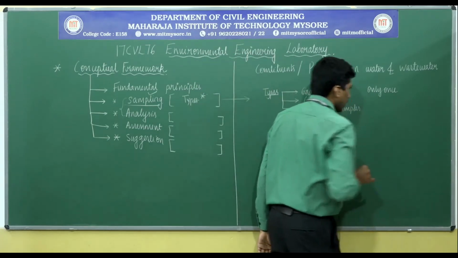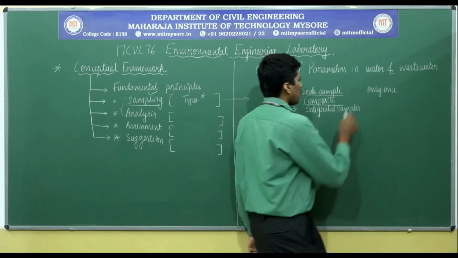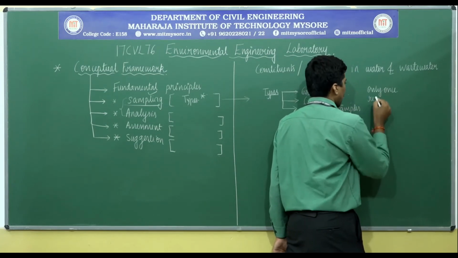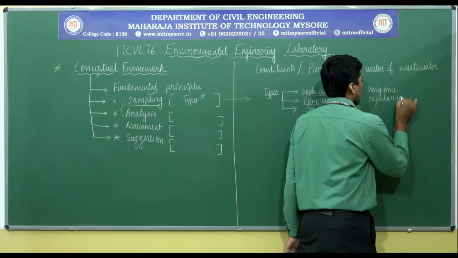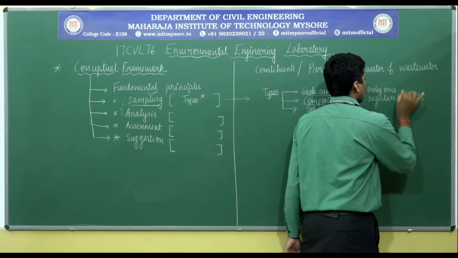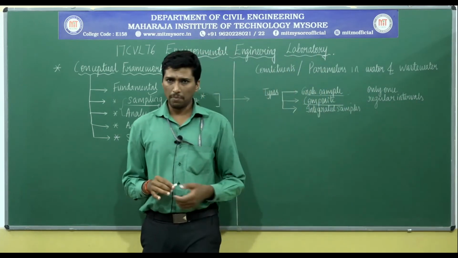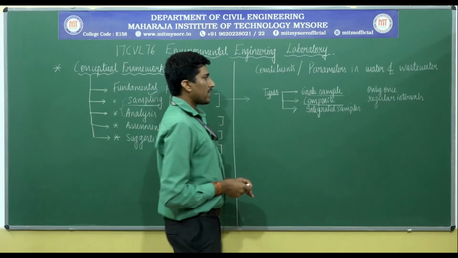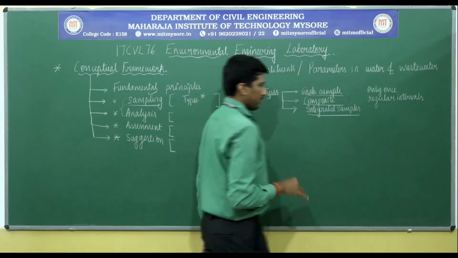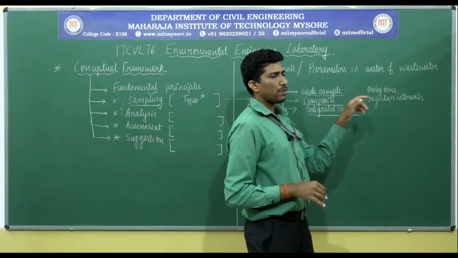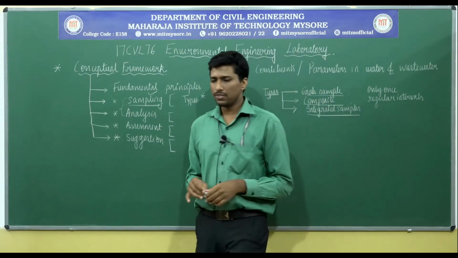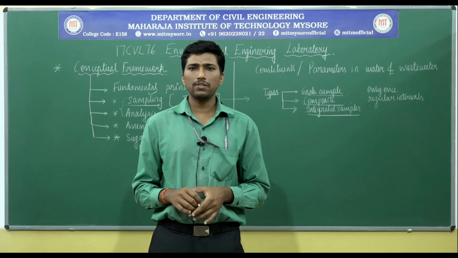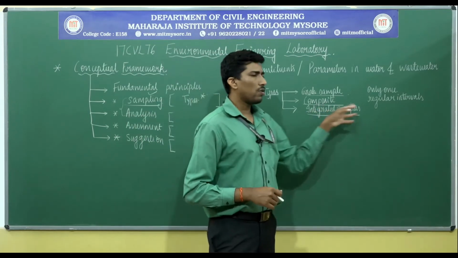Composite sample means that if the sampling process is continued, the collection is continued continuously or at repeated, regular intervals of time, then that kind of sampling process we call composite sampling. Before going to integrated sampling, I need to make a note here. Regular intervals of time means either on an hourly basis, a daily basis, or even a weekly or monthly basis. This kind of sampling we call composite sampling.